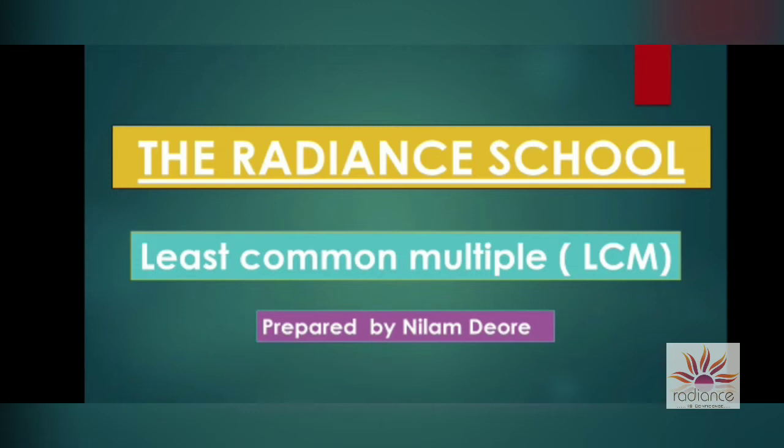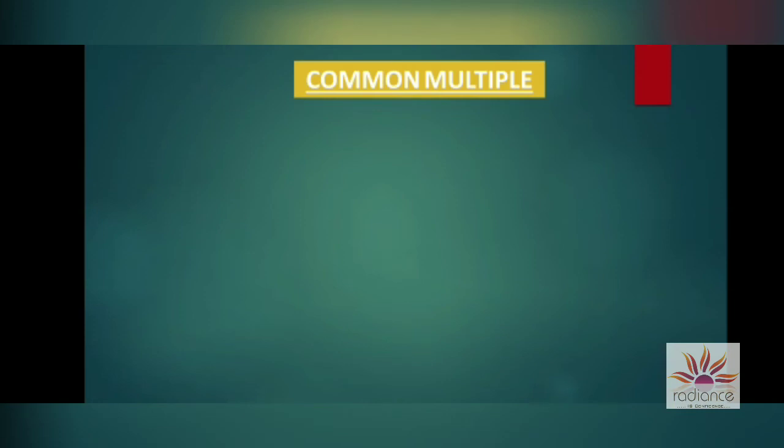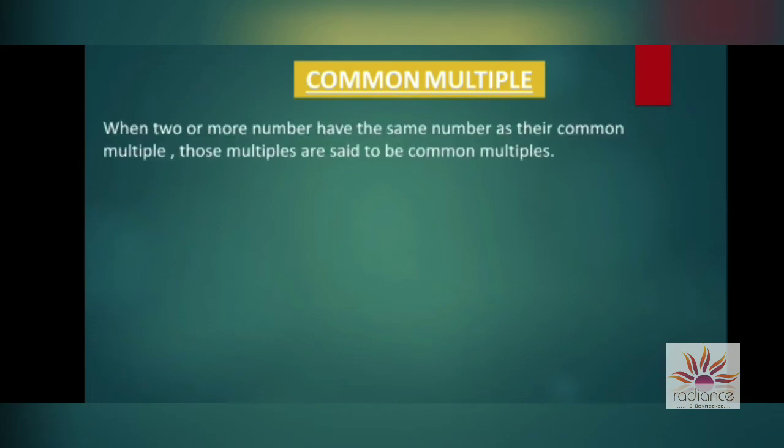Now back to our subject. Previously we learned how to find out HCF, that is highest common factors, isn't it? So today we are going to learn LCM, and that is least common multiple. So students, for this, first of all, you should know what is meant by common multiple. When two or more numbers have the same number as their multiple, those multiples are said to be common multiples. And what is least common multiple?